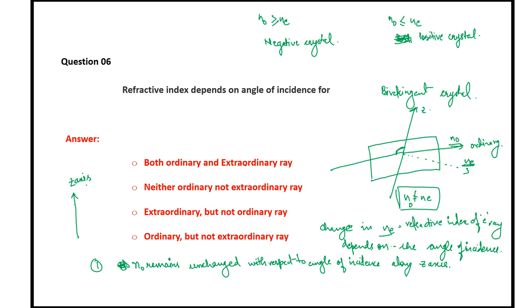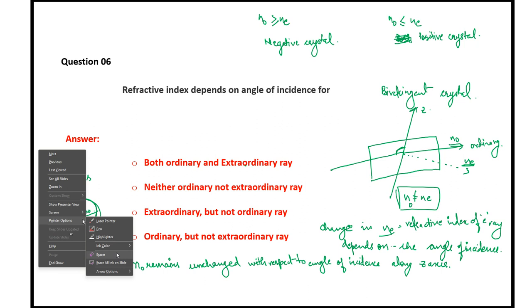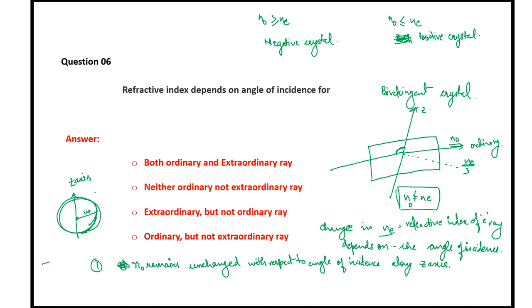So it will give a sphere. Why? Because the radius of this circle is the value of NO. And since this NO is constant, it will give a circle which has a radius of NO. The second thing is, suppose I say the variation of NE: NE changes with respect to angle of incidence, say greater or smaller.